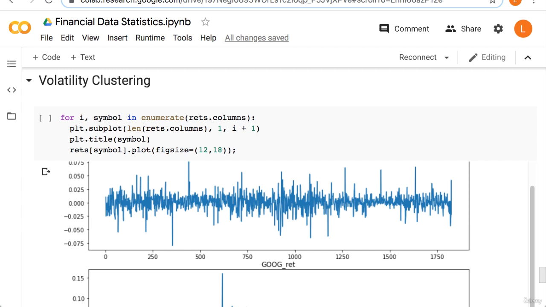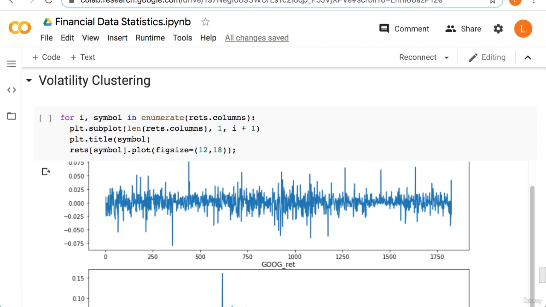So if we switch over to the code, we can observe volatility clustering simply by plotting the returns as a time series. As usual, you can look at the title of the notebook to determine what notebook we are currently looking at. For this example, we're going to look at the same stocks we've been looking at for the past few lectures: Apple, Google, IBM, Starbucks, and Netflix. Basically, this code just does a for loop through all the symbols, and then we use the subplot function to organize our plot as a grid.